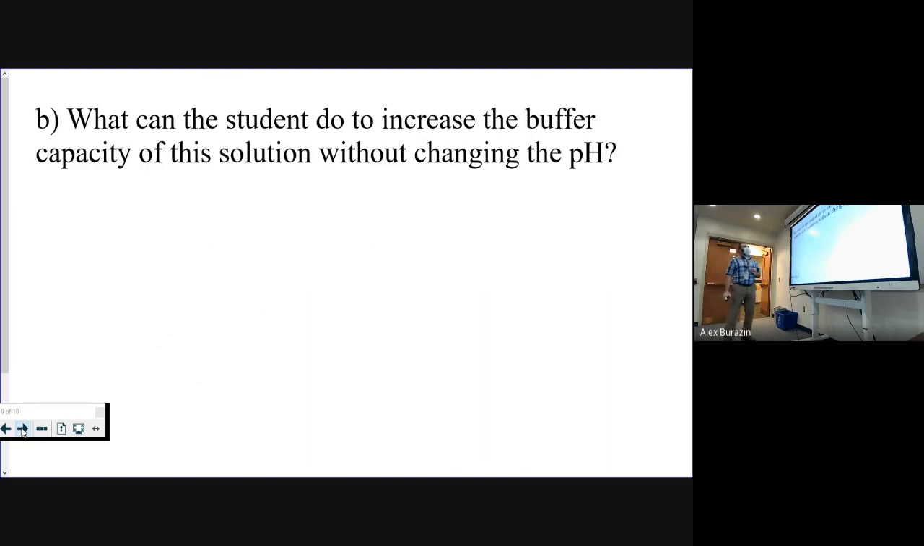What can the student do to increase the buffer capacity of this solution without changing the pH? I want a pH of 3.2, that's what we want for this buffer. What can I do to make it better or to increase the capacity? Careful. Here's the deal: if I want to make my capacity bigger, I would add moles of both.